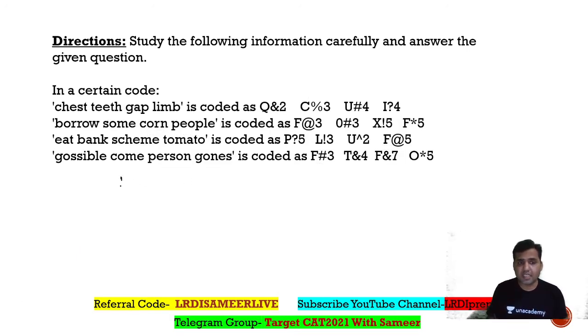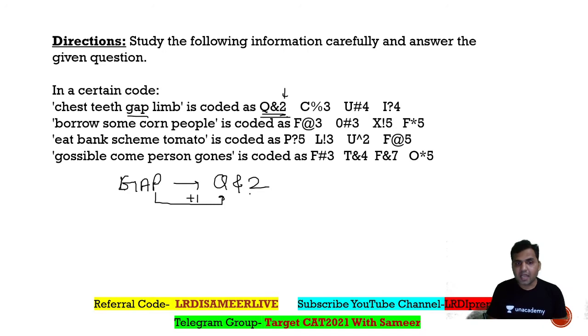Once you decode the reason for the letter, now you can further find out the reason for the numbers and the symbol. You see that here I can clearly see that Q and 2 are used for the word which is ending with P. So the word gap is coded as Q, this symbol, and then 2. And this Q is used because the next letter after P is Q. And now you see 2 has been used over here. Can you find out the reason why it is 2 here?